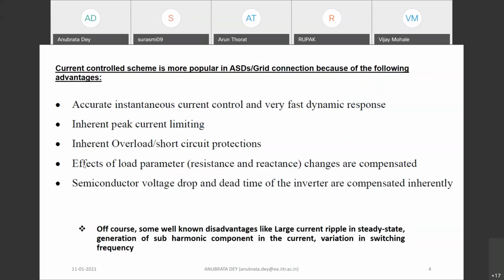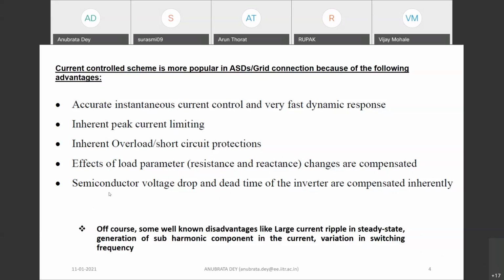And also, very importantly, the last two points: it is immune to load parameter changes, resistance and reactance changes, because any change in the load parameter does not disturb it, and it can easily be compensated. Also, the semiconductor voltage drop and dead time of the inverter are compensated inherently, and that is also a very important point here.